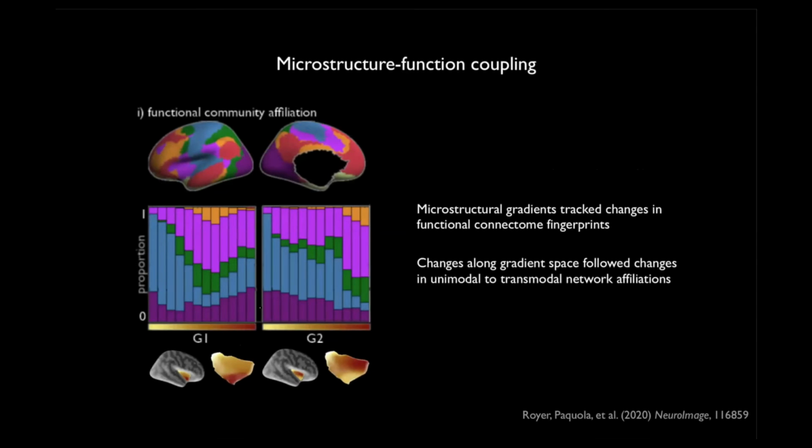So we also examined microstructure-function correspondence by grounding different functional features within the microstructural gradient space. And focusing on one aspect of functional organization we explored in our study, we found that regional changes in functional connectivity to established network communities followed insular microstructure, with increasing affiliation to attentional and executive network communities in the anterior insular cortex.